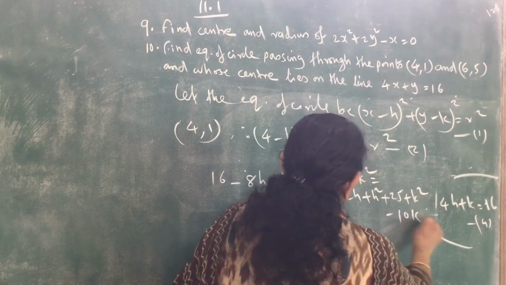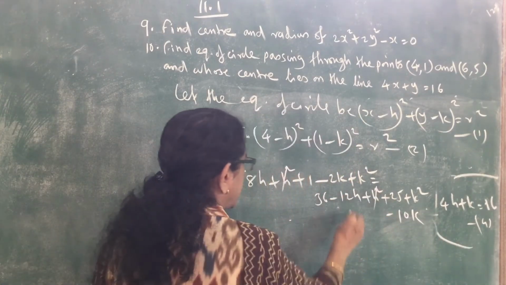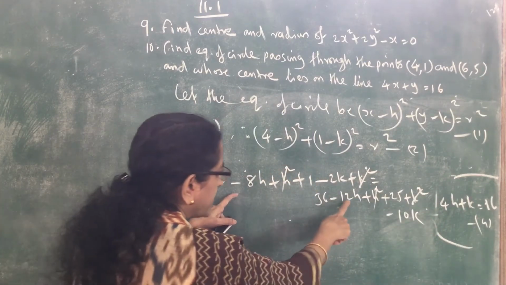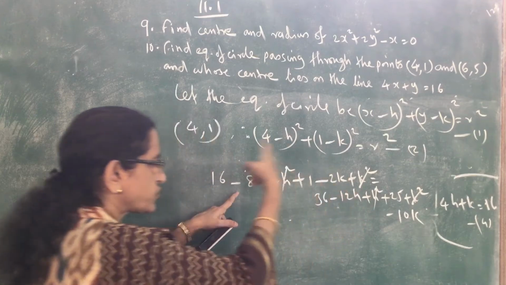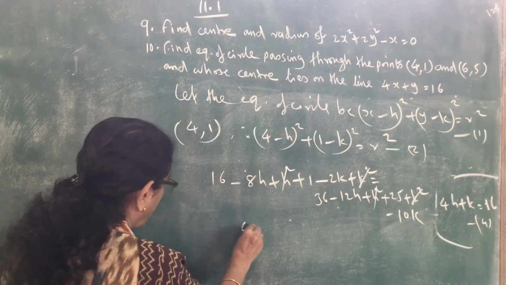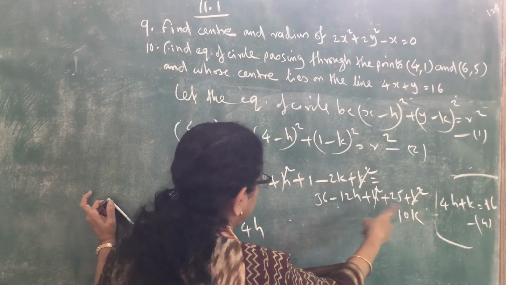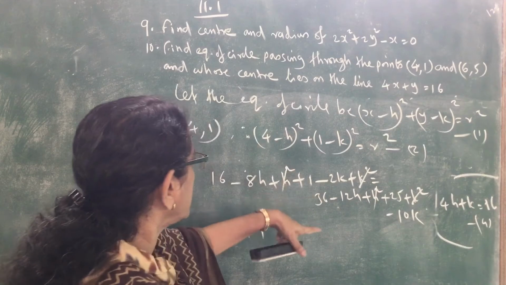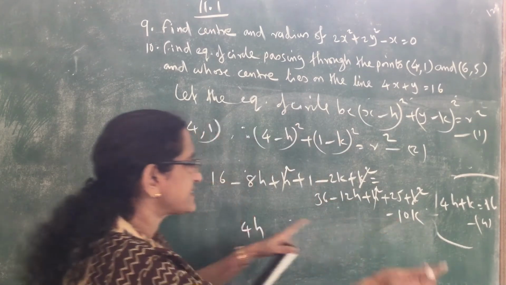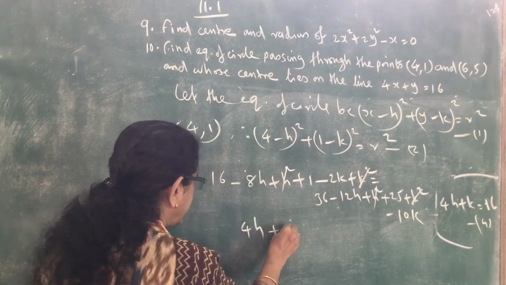Now we can cancel h square from both sides, k square we can cancel. Here minus 8h, here minus 12h. Take minus 12h to this side, so we get plus 12h minus 8h, that is 4h. Here minus 2k, here minus 10k. Take minus 10k to the left side, so plus 10k minus 2k, that is plus 8k.